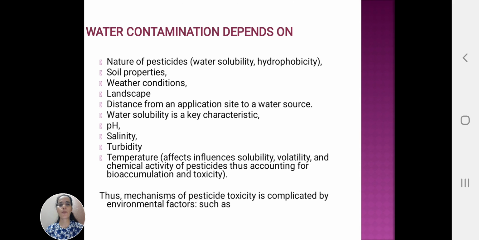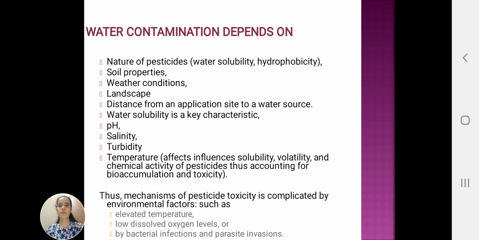Thus, the mechanism of pesticide toxicity is complicated by environmental factors such as elevated temperature, low dissolved oxygen level, or by bacterial infections and parasite invasions.